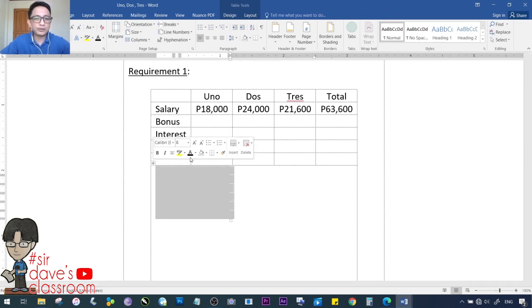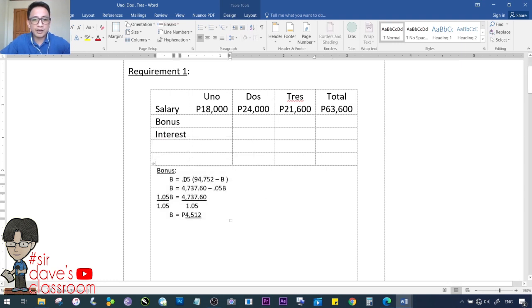And for the bonus, this one is our computation. 5% of the net income after his bonus. The net income is 94,752 less B for his own bonus. You know the drill, okay? 5% times 94,752. Distribute mo yung 5%. That would be 4,737.6. Alright? 5% positive, negative B dito, kaya negative 0.05B tayo dito. So on so forth. The bonus, this would cancel out each other.